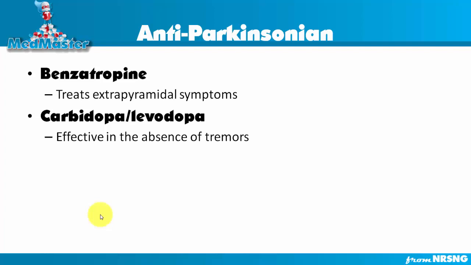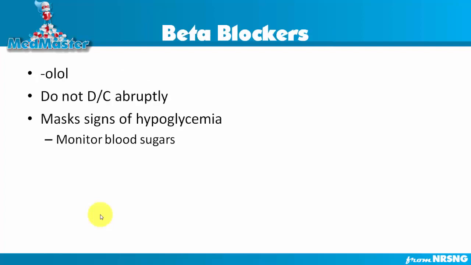Another one is carbidopa-levodopa. This is a very important medication to know because it can actually cross the blood-brain barrier. And this is really effective in the absence of tremors. So those are two things to keep in mind with these two anti-Parkinsonian medications.